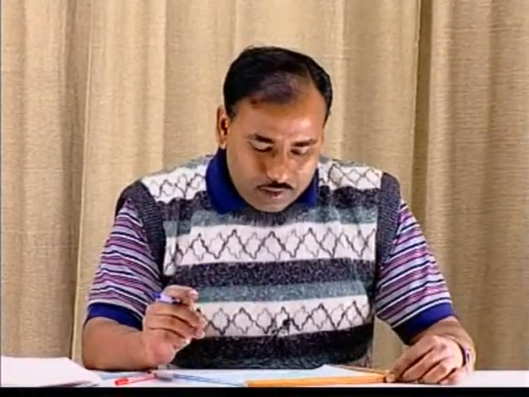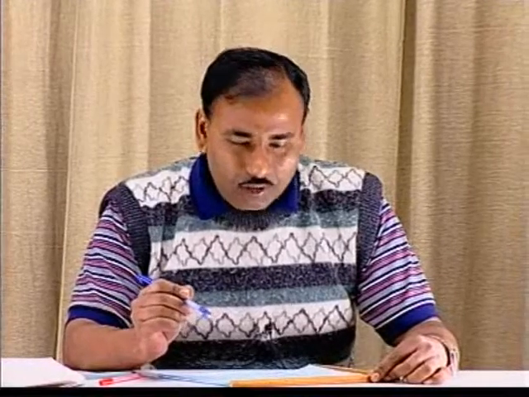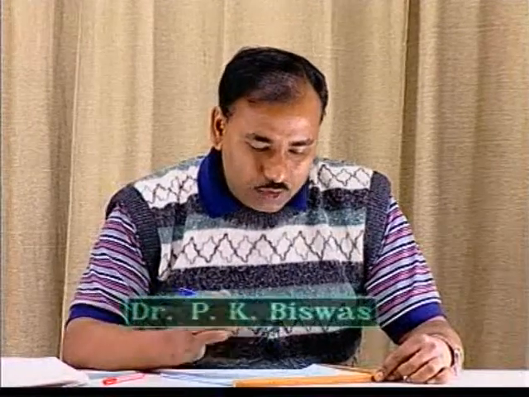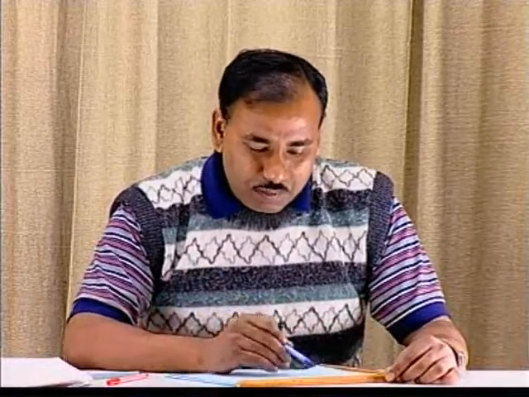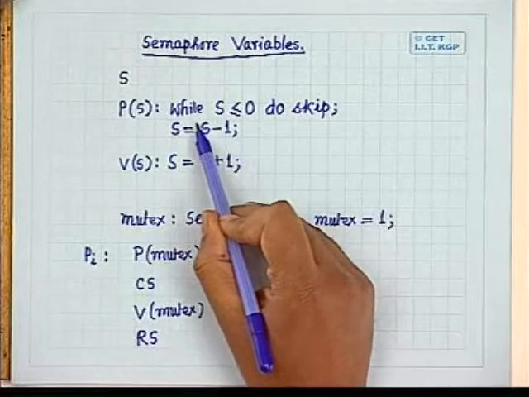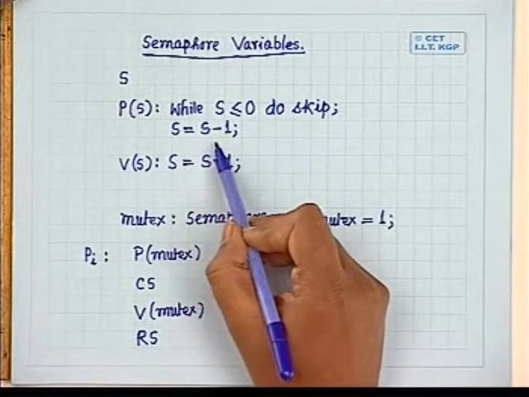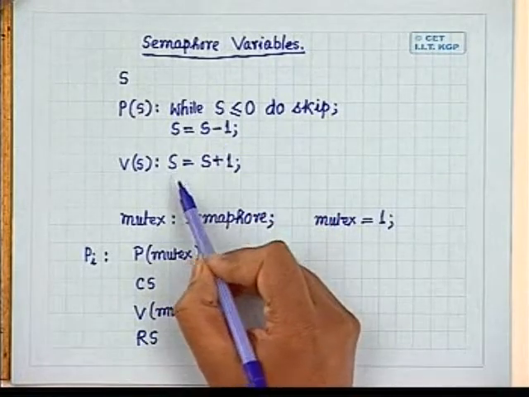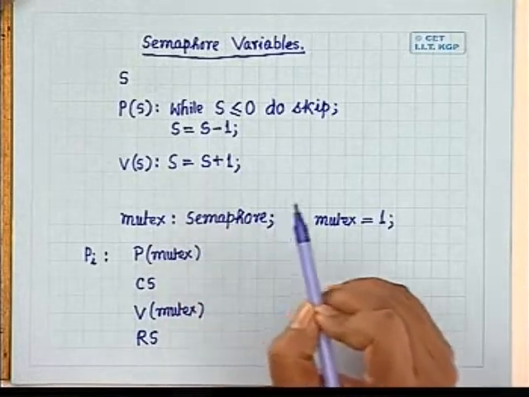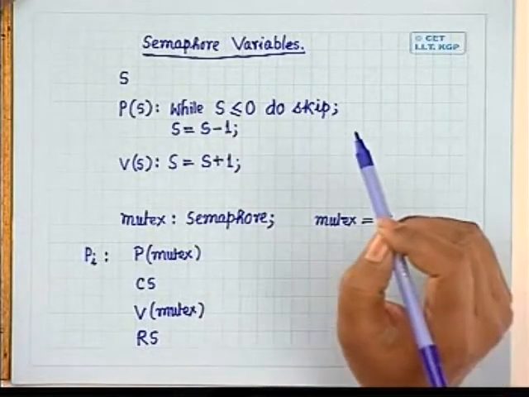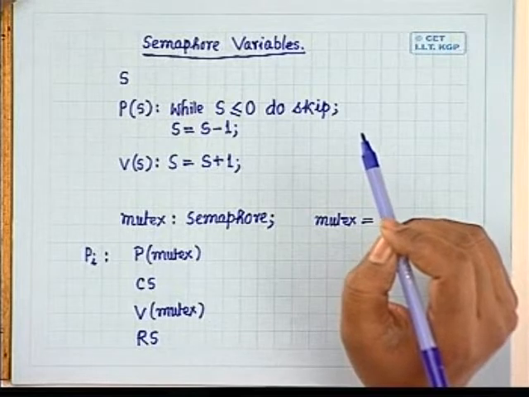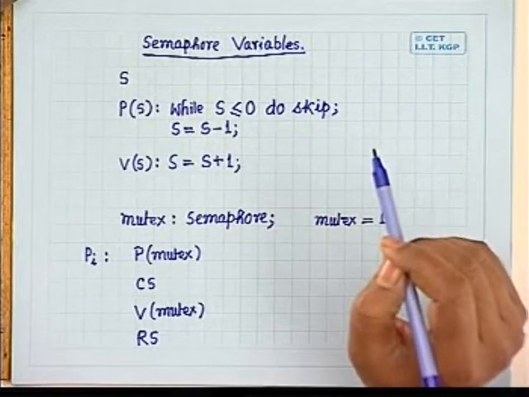Last class we have seen the use of semaphore variables, and we have defined a semaphore variable S, which can be only initialized, and two operations can be performed on the semaphore variables other than initialization. One is P(S) operation, which is defined like this: while S is less than or equal to 0, do skip, then decrement S by 1, and the V(S) operation, where S is incremented by 1. We have also said that both these P(S) and V(S) operations are atomic in nature.